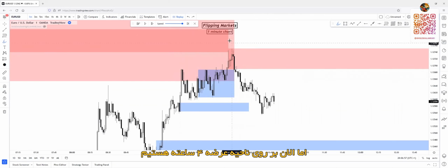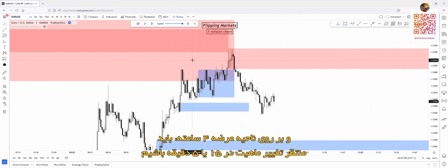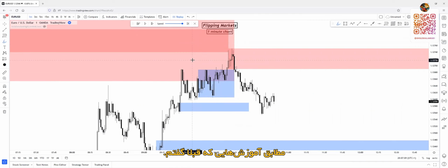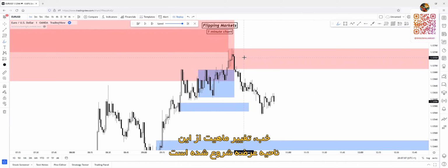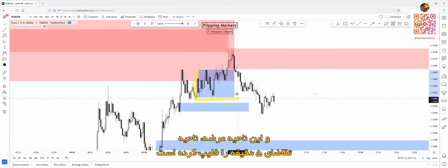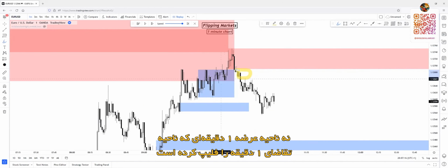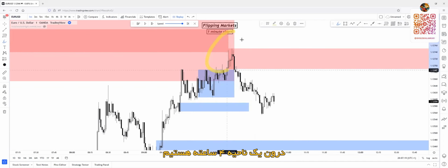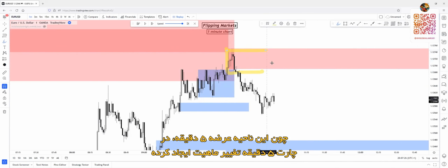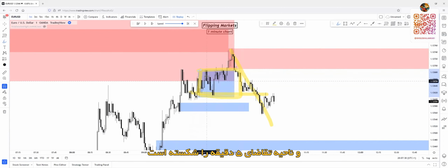Okay, but right now we are in the 4-hour supply zone, and in a 4-hour supply zone we have to wait for a 15-minute or 5-minute change of character, as I told you, right? So the 5-minute change of character happened from this supply zone, and this supply zone flipped the 5-minute demand zone. So we are waiting for this supply to be tapped, and not the 1-minute supply zone that flipped the 1-minute demand zone, because we are inside of a 4-hour zone, right? This is a really important part, because this 5-minute supply zone changed character on the 5-minute and changed character on this 5-minute demand zone.